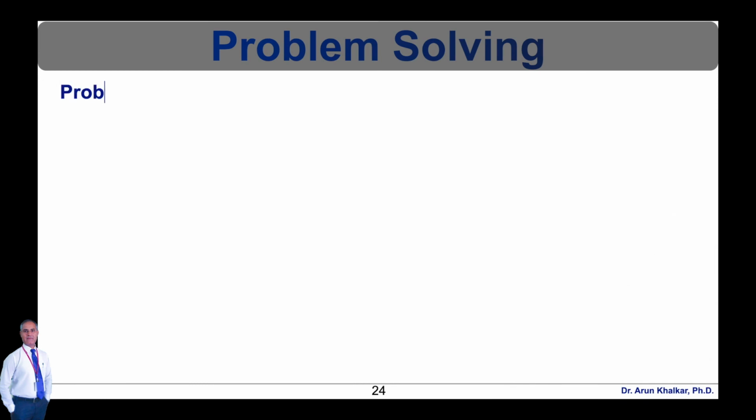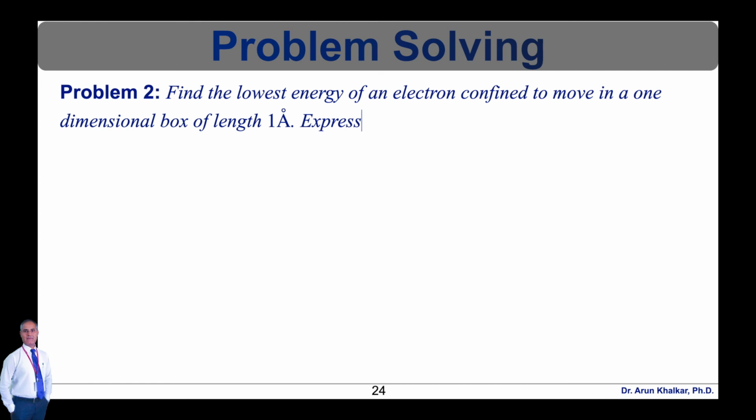Let's see problem number 2. Find the lowest energy of an electron confined to move in a one-dimensional box of length 1 angstrom unit. Express the result in electron volt. So the solution for this problem is as follows.